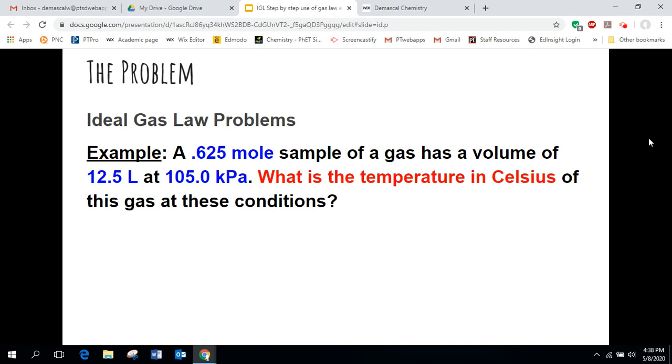So here's our problem. The ideal gas law. We know it's an ideal gas law because there's only one set of data. It says we have a 0.625 mole sample of a gas, has a volume of 12.5 liters at 105.0 kPa. That's kilopascal. That's a pressure. I would really make sure you're paying attention and you know the units. Moles go with N, liters with V, kPa with P, and it's asking for the temperature in Celsius. Well, that's nice, but we're not going to be able to find Celsius directly from the equation that we're dealing with. When we do this calculation, it's going to give us a Kelvin temp that we're going to have to convert back to Celsius, and we'll talk about that when we get there.